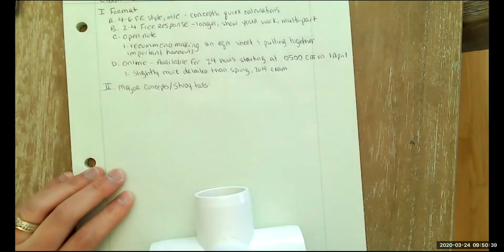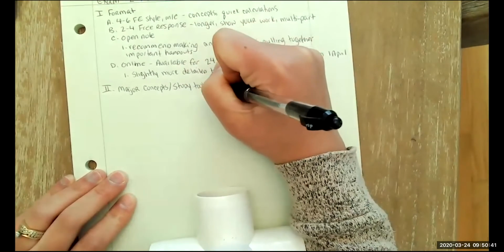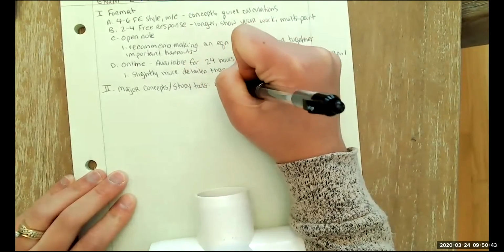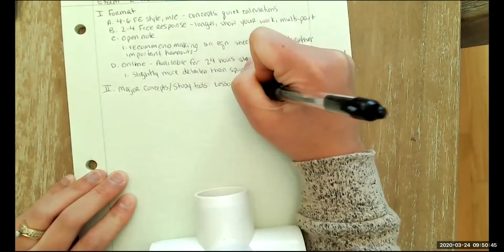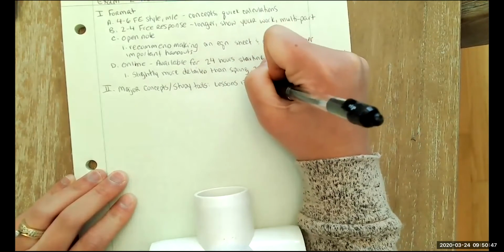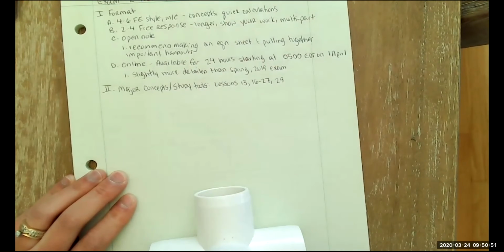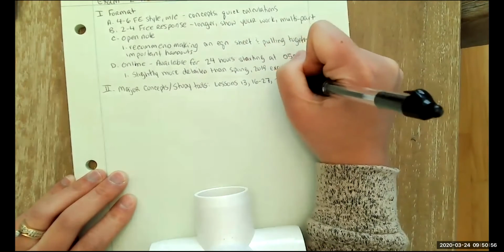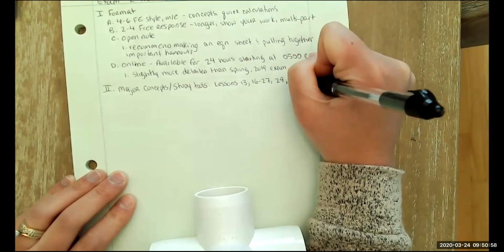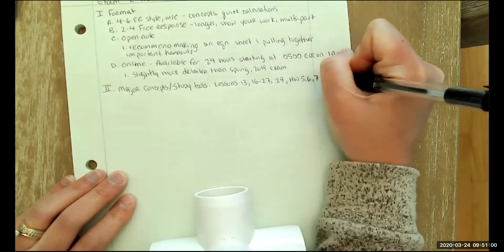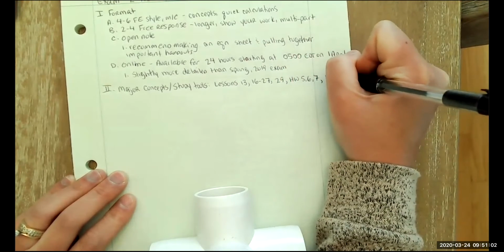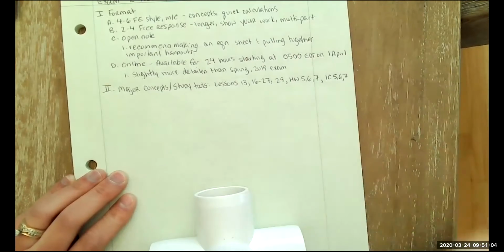If you're going back and looking at lessons, this exam will cover lessons 13, 16 through 27, and 29. Lesson 28 was that environmental loading exam or lesson. And then also we'll have homework 5, 6, and 7, as well as in class 5, 6, and 7.